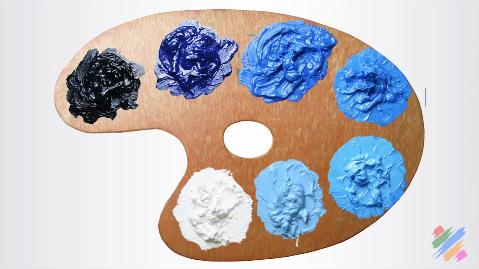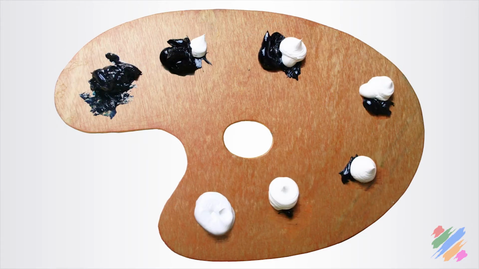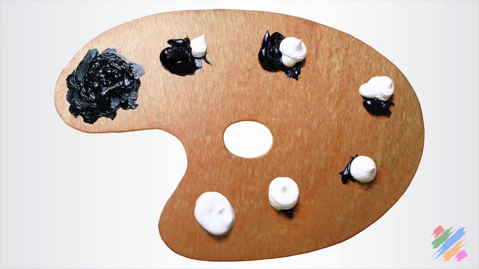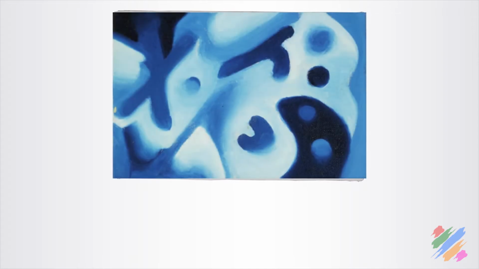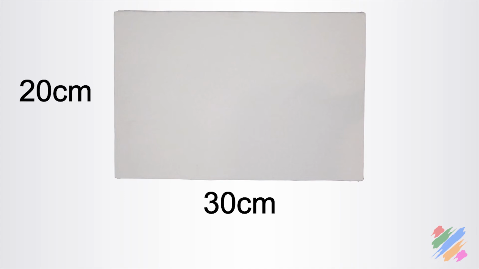Fortunately, we already have a palette that we can use for this job, the one that we have prepared mixing different quantities of Prussian blue and zinc and titanium white. We will also need to find a support with the exact dimensions of our model. In this case, we're going to use a 30 by 20 centimeter canvas.